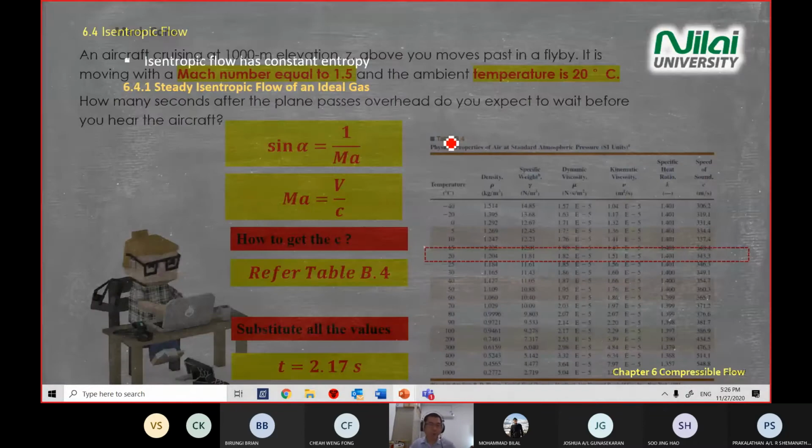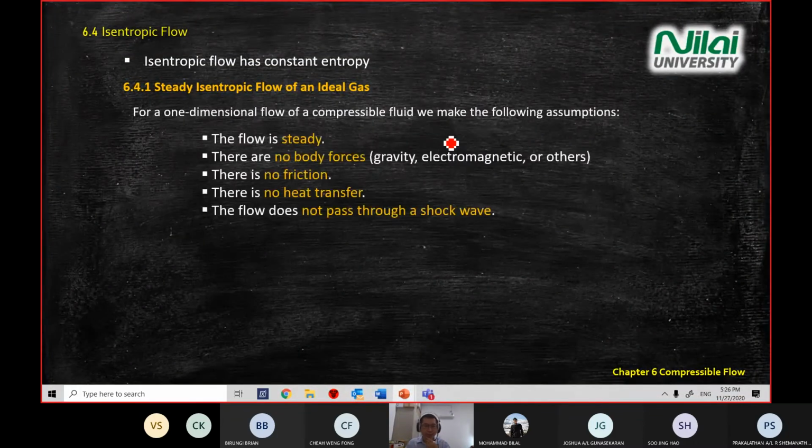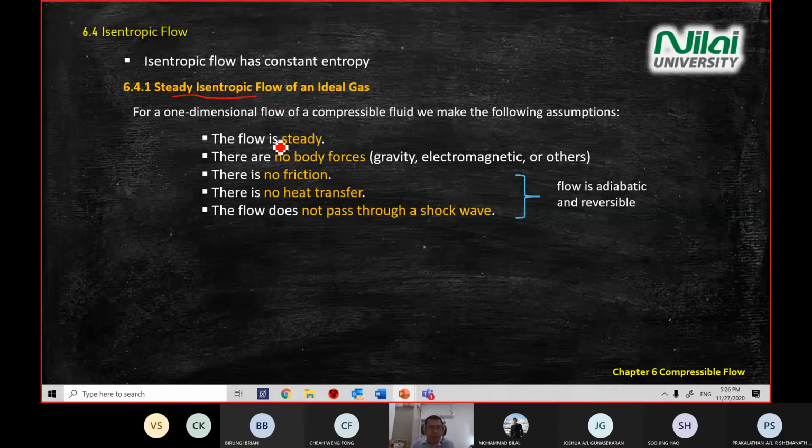Okay, we move forward. We now go to question 1.8. All this you fill in later. So what does it mean if we have isentropic flow? What does it mean, isentropic flow? We will have the following assumptions. Flow steady, no extra body force, no friction, no heat transfer. This one already tells you this is adiabatic.